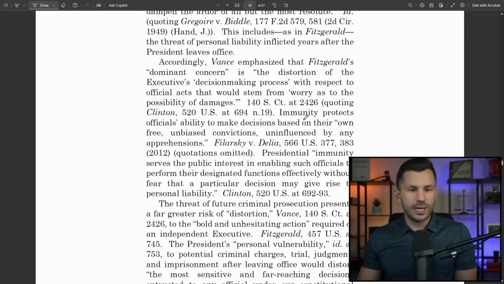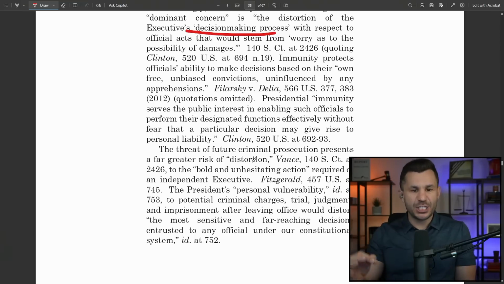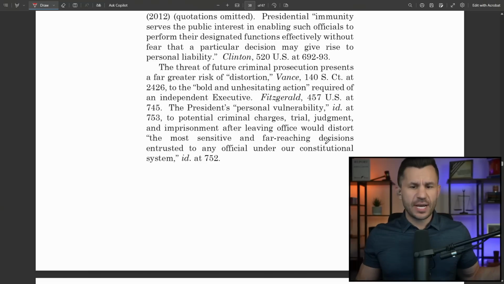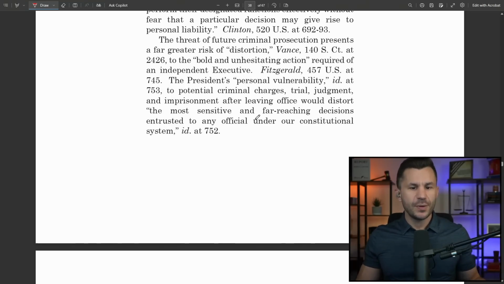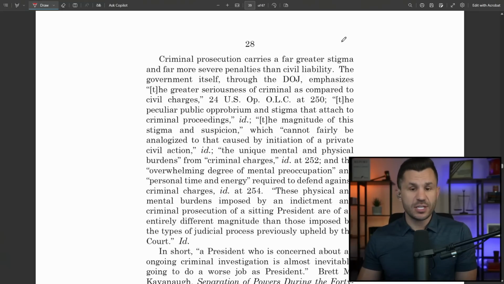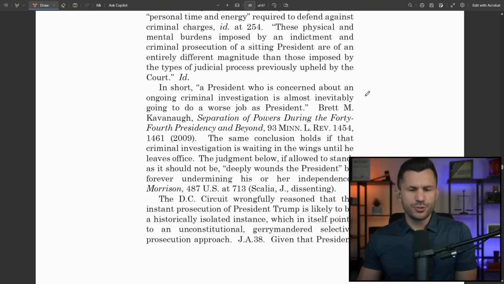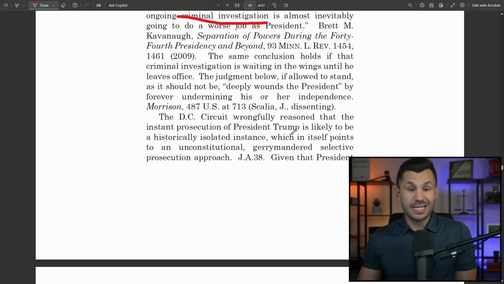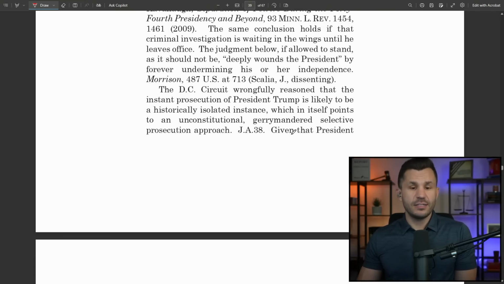In Vance, the court also emphasized that the Fitzgerald dominant concern was the distortion, the perversion of the executive branch's decision-making process. Immunity exists to protect officials' ability to make decisions based on their own unbiased beliefs. And the threat of future criminal prosecution would distort this, and it would impact the most sensitive and far-reaching decisions of the presidency. And also, criminal prosecution carries a far greater stigma and even more severe penalties. The government itself, through the DOJ, notes this. In short, a president who's concerned about an ongoing criminal investigation is not going to do a good job as president. And Judge Chutkan and the DC Circuit also wrongfully reasoned that the instant prosecution of Trump is likely to be a historically isolated instance, right?